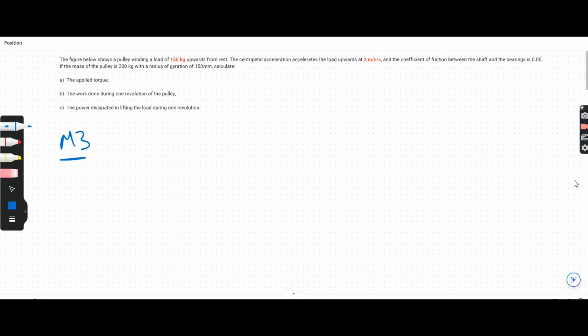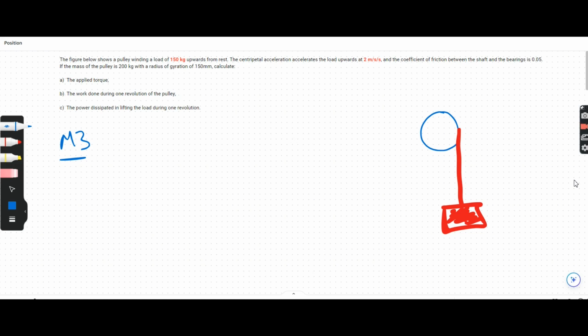Blue pen for now. Okay. So the question is, the figure below shows a pulley winding a load. All that means is this. Here's our pulley. Not a bad circle, is it? There's our pulley, and it's winding a load. So it's got a bit of string, let's say like this, and it's got a load, a mass, like that.